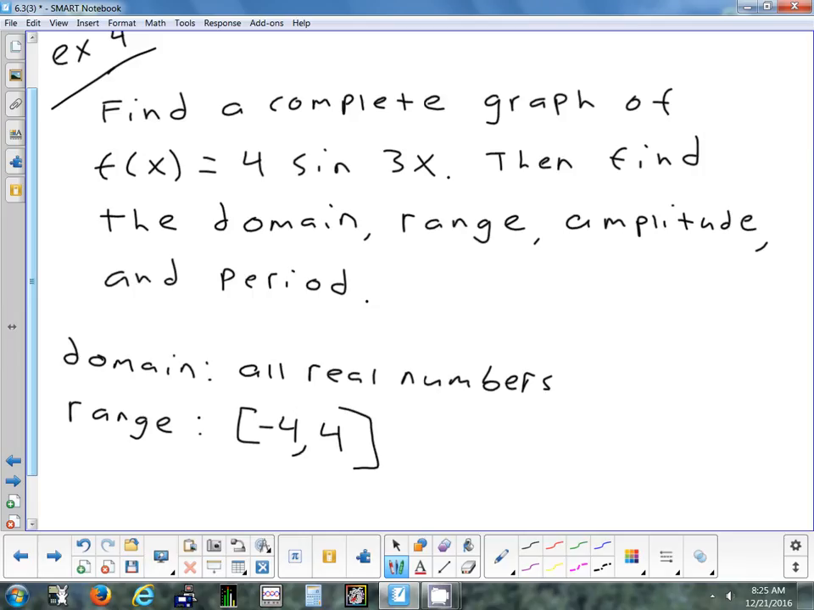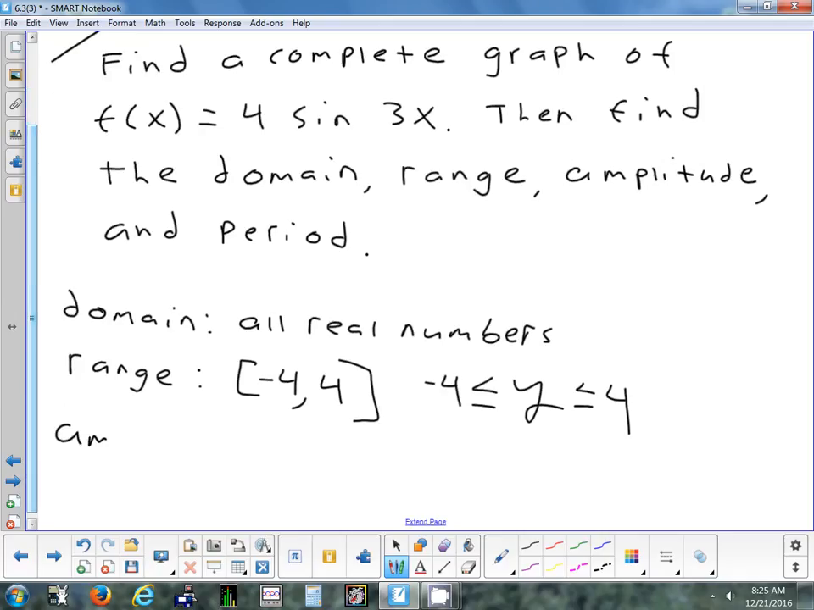And it is important to put the brackets because you do reach negative 4 to 4. So that's one way to write it. Or you could do it this way. I don't care. Or you could write the whole thing as a sentence. The range is negative 4 to 4. Okay, most people pick one of those notations.